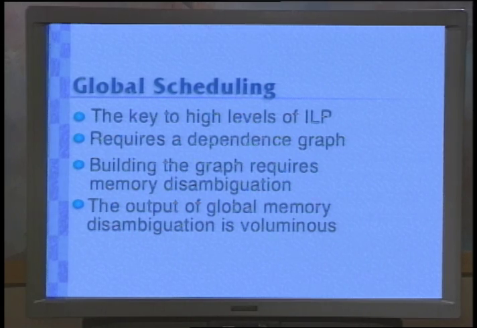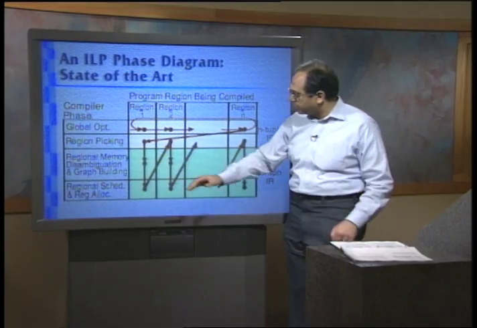Now, the complexity of global scheduling itself is such that one typically wants to do region-based scheduling, by which I mean take some small part of the program unit, either a trace, a loop, or whatever, and schedule that before moving on to another region. And so what would make sense is to just do the global memory disambiguation for that part of the program, the region that we're going to schedule. So this leads us to the following type of structure.